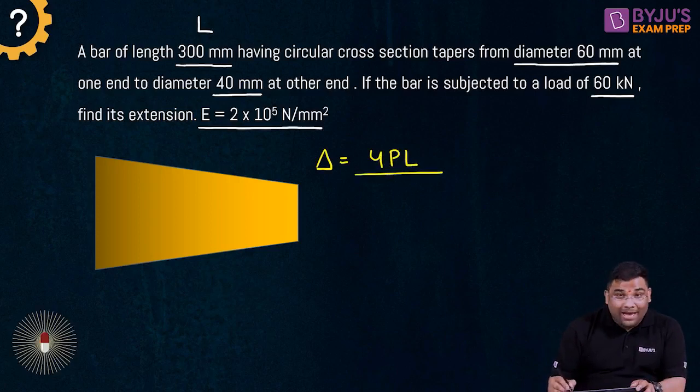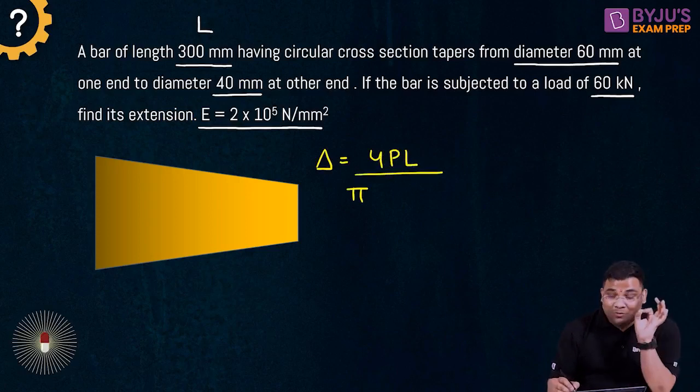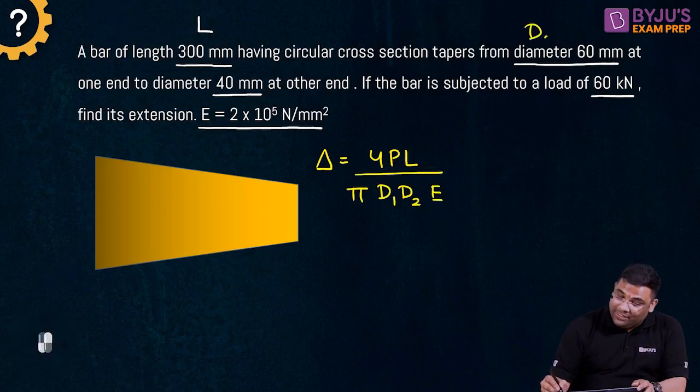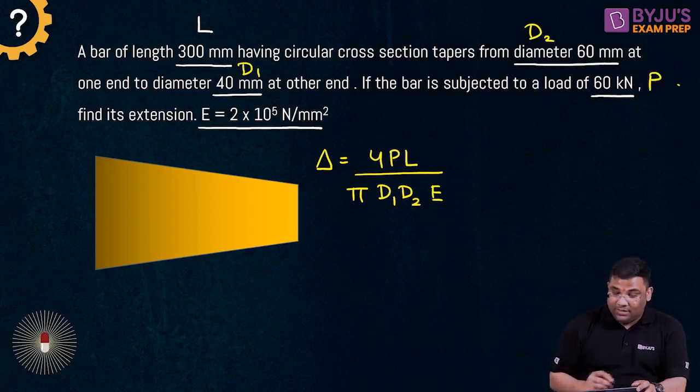It will be 4PL by pi. In place of d square, use d1 d2 into E. You see, this is your d2, the higher diameter. This is d1, right? And this is your P. Now see, if you want to find out the deformation in mm, then express everything in Newton and mm.